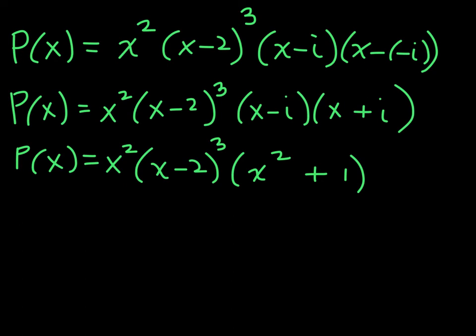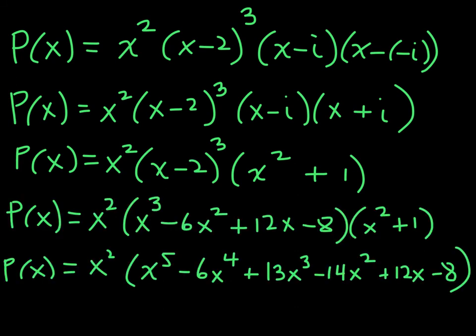What we can do is we can distribute this. We're going to need to know what x minus 2 quantity cubed is, so let's actually expand that. Okay, so far I have expanded x minus 2 cubed, that's right here. And then what I did next is I distributed x squared plus 1 to this 4-term polynomial. So that's all of this. And now I'm ready to distribute x squared.